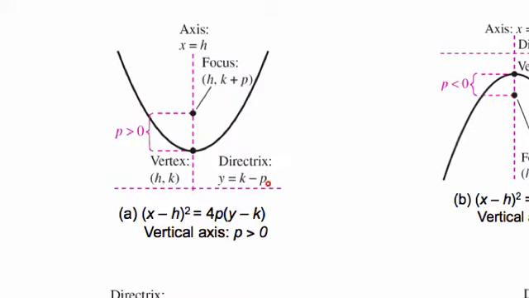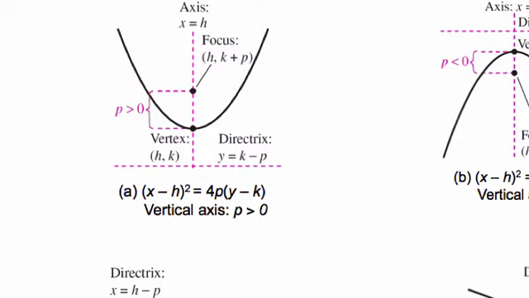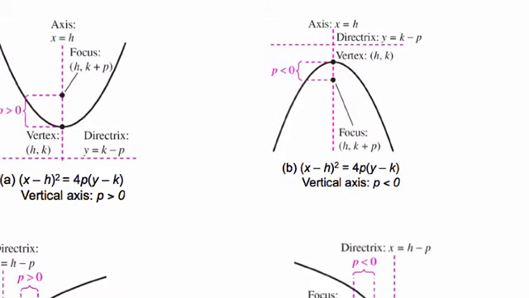And that's kind of the same thing we get for our equation. The vertical axis is just x equals h. And again, we're using the formula (x minus h) squared equals 4p times (y minus k). It has a vertical axis, and our p is greater than 0 because the focus is above the vertex. Now, if it opens down, it's pretty much a lot of the same information here. But our p value is going to be negative because the focus is below the vertex.